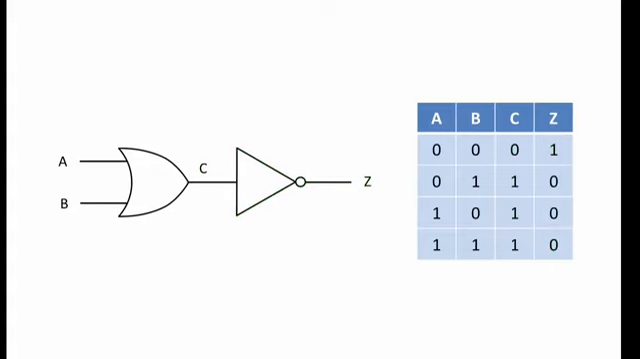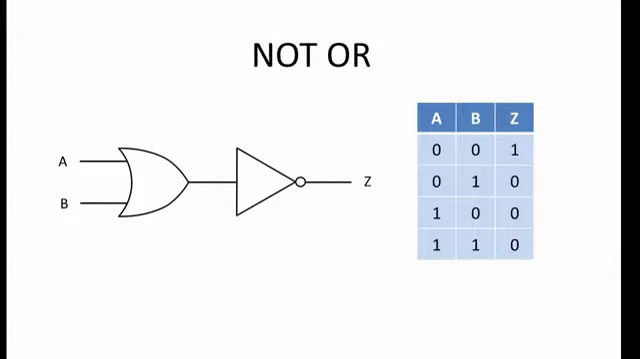So here's our overall truth table. And we can discard column C if we're not interested in those values. This combination of gates is sometimes referred to as the NOT-OR combination, or NOR for short. It's actually very useful, as you'll see in a later video.